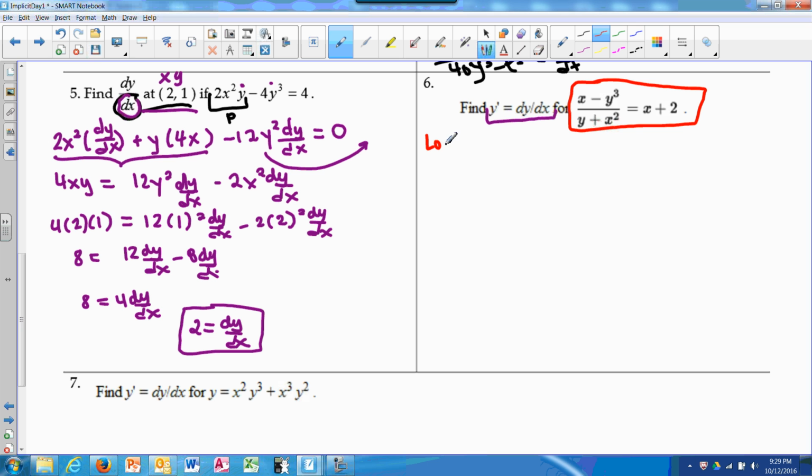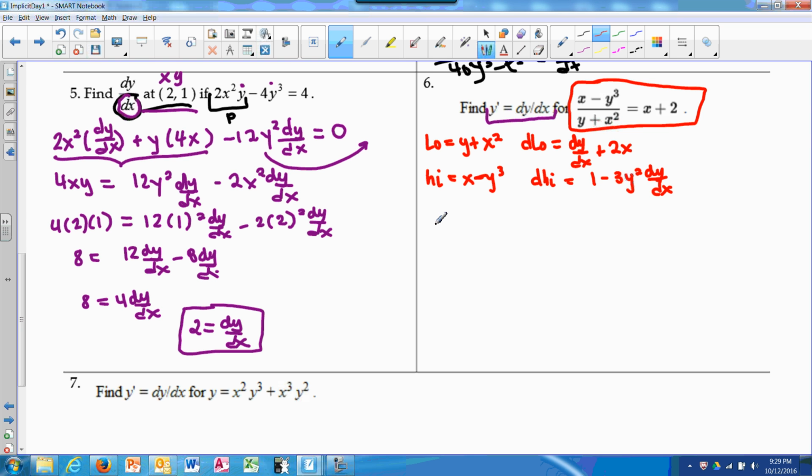So my low part is y plus x squared. The derivative of the low part is dy dx plus 2x. The high part is x minus y cubed. So the derivative of the high part is 1 minus 3y squared dy dx.